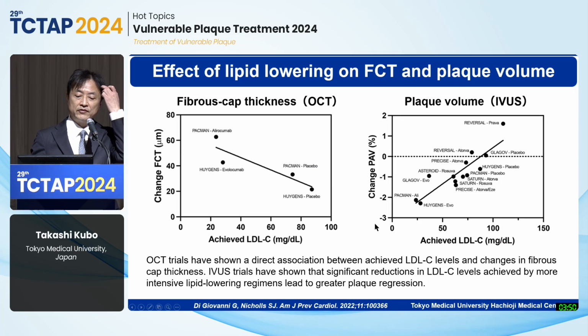So this is a summary of the recent clinical trials showing the effect of lipid-lowering therapy on fibrous cap thickness and plaque volume. The OCT trials have shown a direct association between achieved LDL cholesterol levels and change in fibrous cap thickness. And also, IVUS trials have shown that significant reduction in LDL cholesterol levels achieved by more intensive lipid-lowering regimens leads to greater plaque regression.